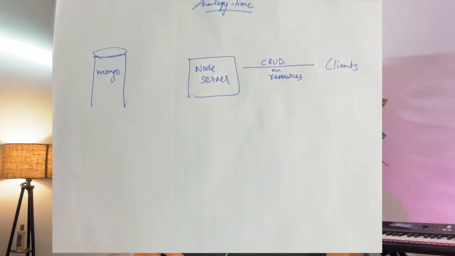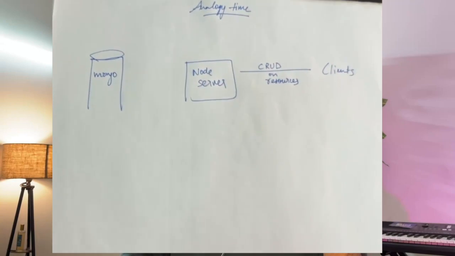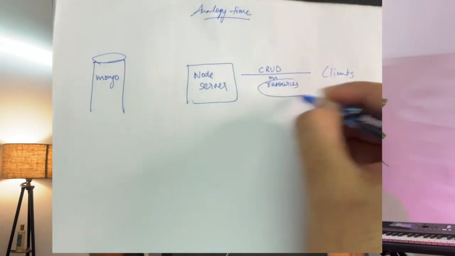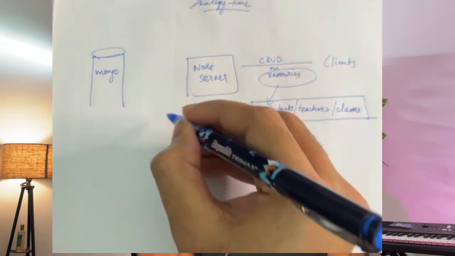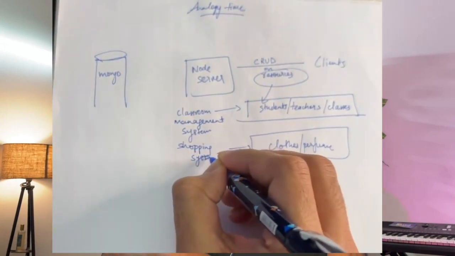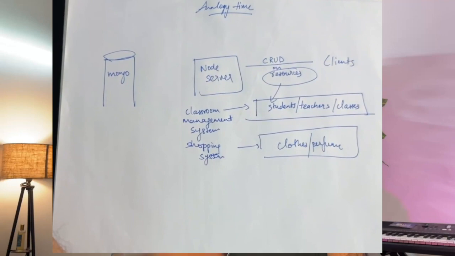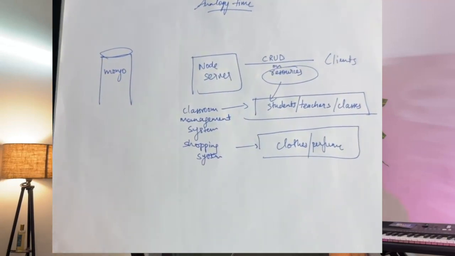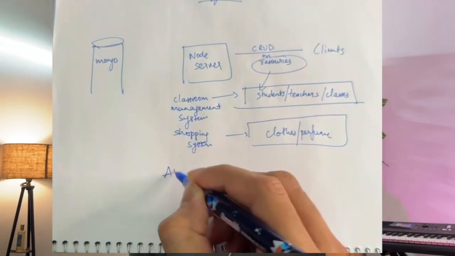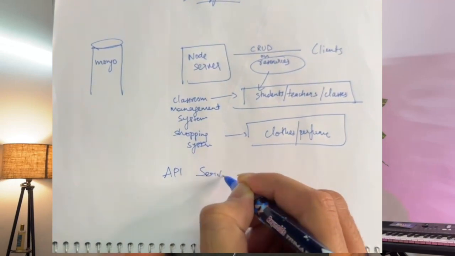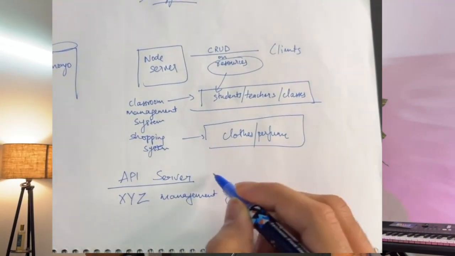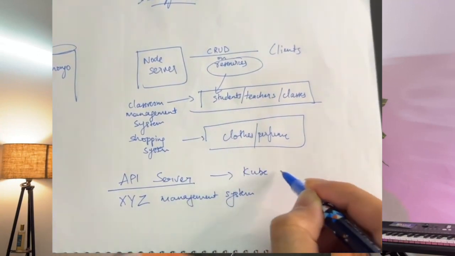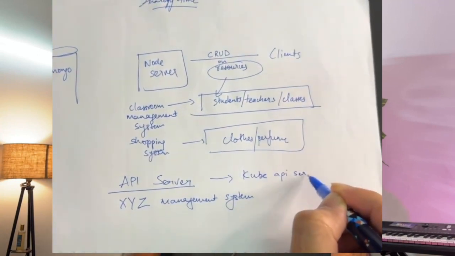Okay, so let me give you an analogy. Let's say you had a Node.js server running and it is connected to a database like MongoDB, and clients performed CRUD operations on resources like students, teachers, classes. Then it would be a classroom management system. If the resources were clothes and perfume, then it would be a shopping management system. So in an abstract categorical sense, you just have an API server, but functionally it can become an XYZ management system based on the resources. Similarly, in an abstract categorical sense, the Kube API server is just an API server.